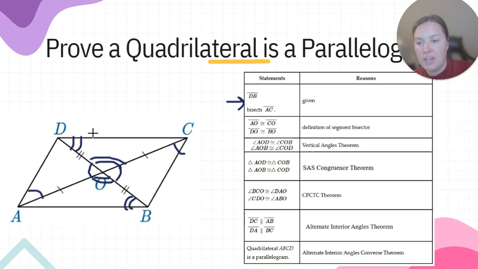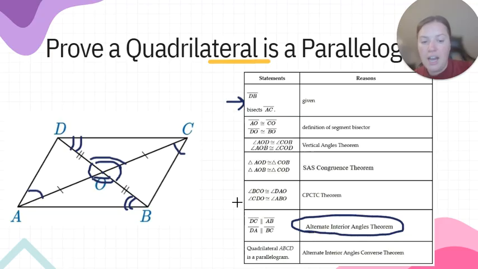Now, if you notice here, we have alternate interior angles here and here. These are on opposite sides of the transversal, and they are congruent. So we can use the alternate interior angles theorem, and in theory the alternate interior angle converse theorem, to show that our lines are parallel. Because if we have two lines cut by a transversal, and their alternate interior angles are congruent, that means we have parallel lines. And if we have parallel lines, we have a parallelogram by definition.